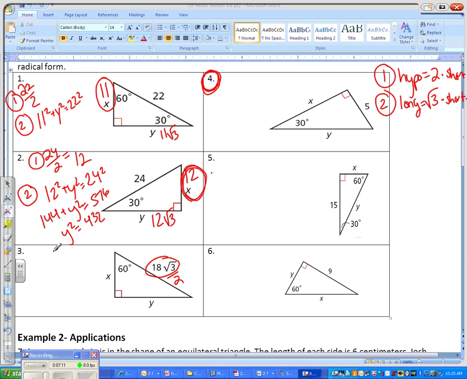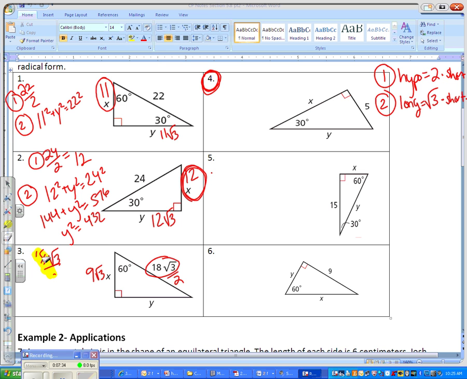So with radicals, remember, you can't combine a whole number and a radical. So if you look at both of the whole numbers, you can simplify that, and you can say that 18 divided by 2 is 9, so it's going to be 9 radical 3. Okay? So that's how you get x. You're just dividing the whole numbers by 2.